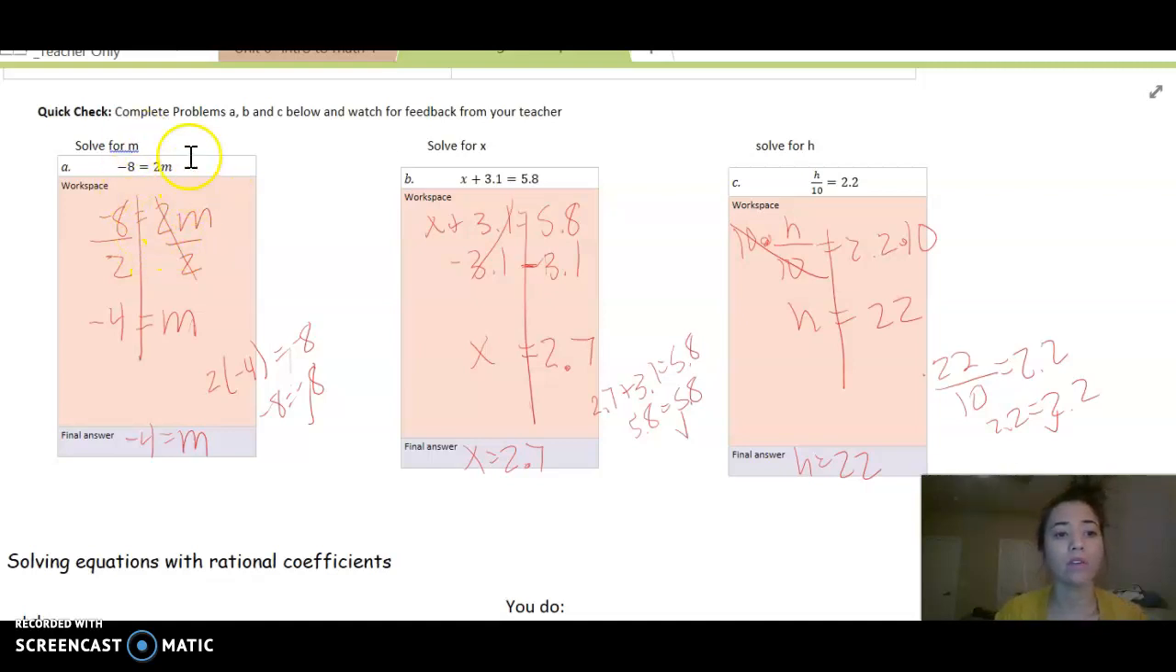So again, the first one you had 2 times m, so that meant we had to divide both sides by 2. And you get negative 4. B, you had x plus 3.1, so you had to subtract 3.1 from both sides. And then for C, you had h divided by 10. So you multiplied 10 by both sides, and you get 22.